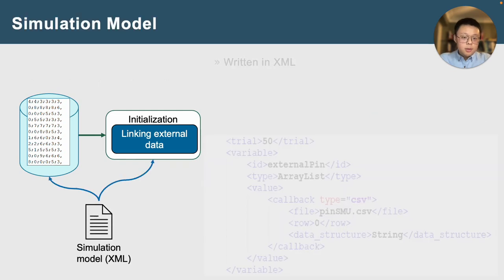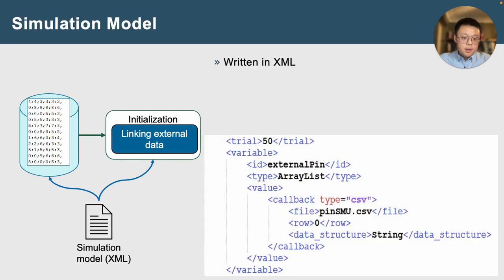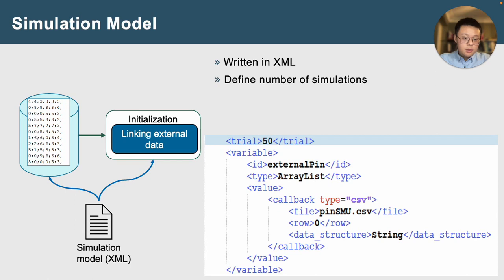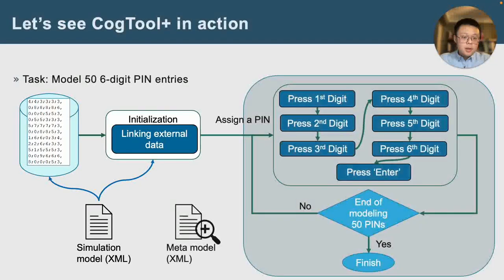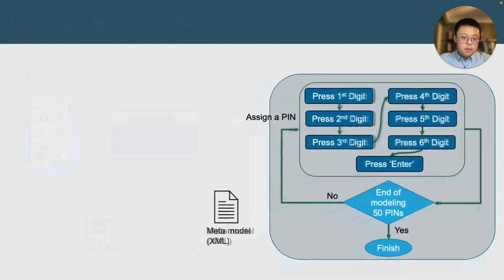Let's look at how the simulation model is used for this modeling task. A simulation model is written in XML. The first task is to define the number of simulations, which is 50. Next, as illustrated here, we create a global array list variable with the ID of external PIN to link with the external CSV file.